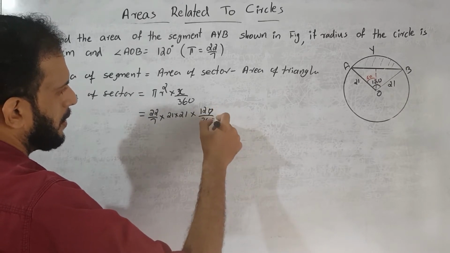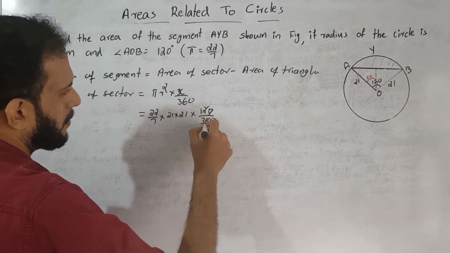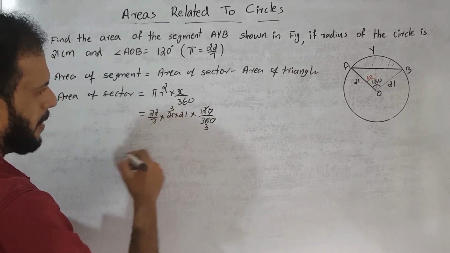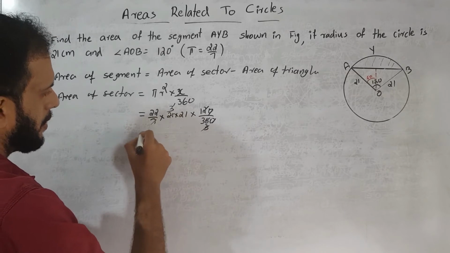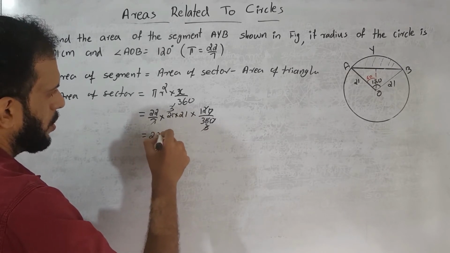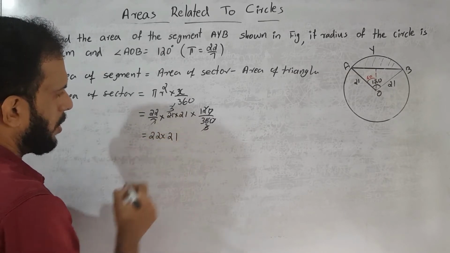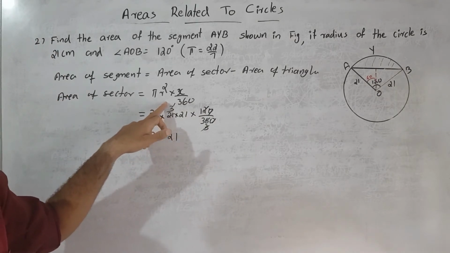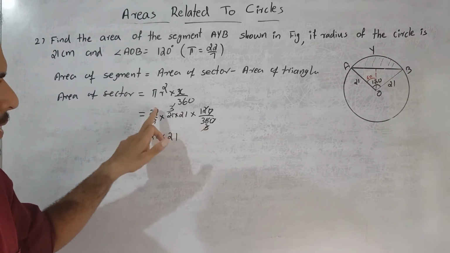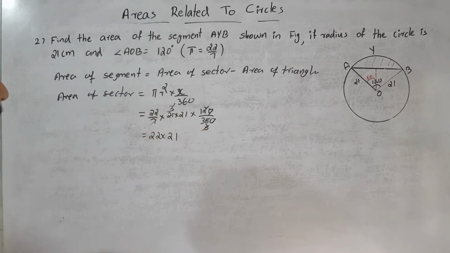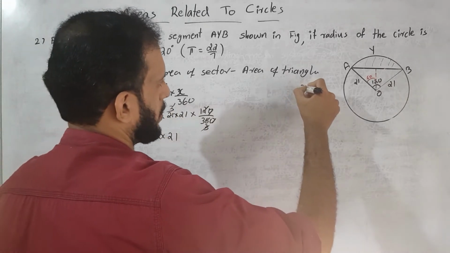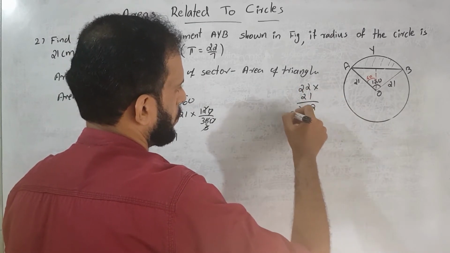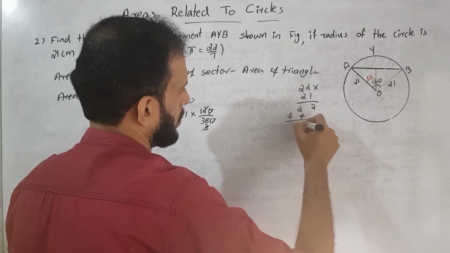Correct? Then 12, how many times into 36? 3 times. Then 7, 3 times. Then again it is possible to cancel. Then we get 22 into 21. Correct? 7 into 21, 3 times. Then it is possible to cancel 3 and 3. Then remaining 22 and 21. Then 22 into 21, what do we get? 2, 2, 4, 4. Then 2, 6, 4.